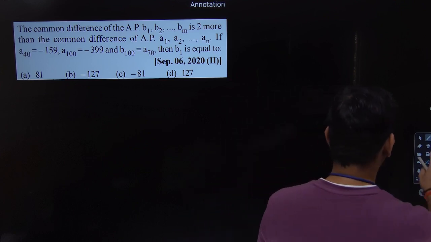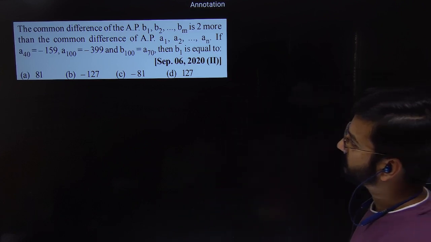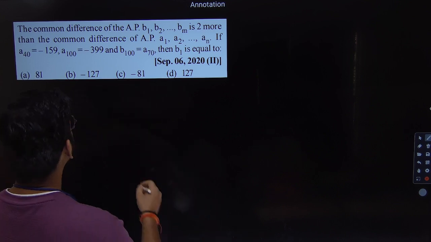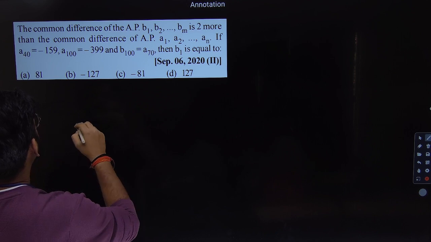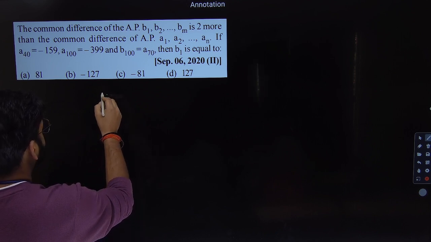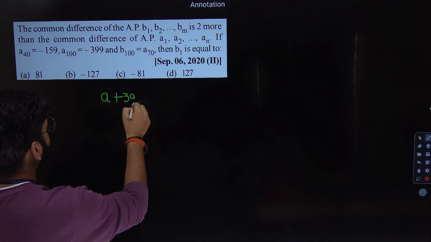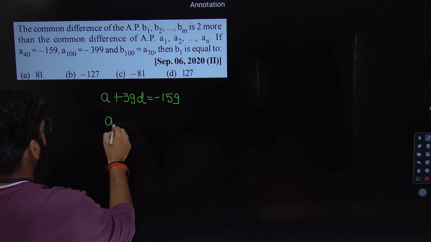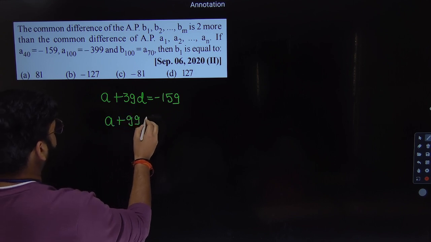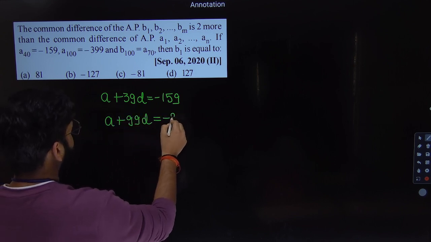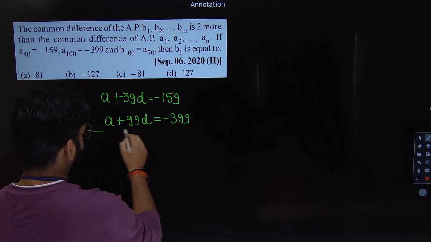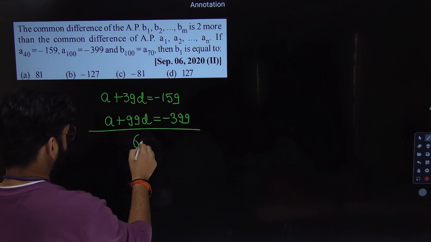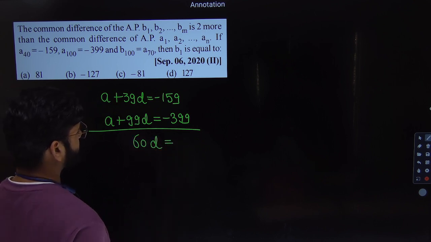Anyone got the answer? A40, A100 is given. A40 means what? A plus 39D is minus 159. A100 means A plus 99D, which is how much? Minus 399. Subtract both. So 99 minus 39 will be how much? 60.